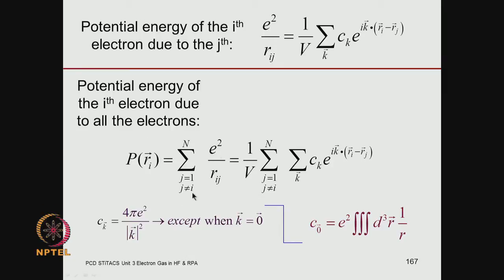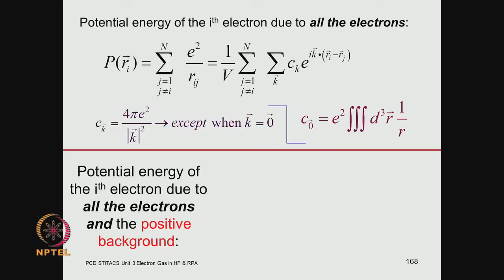So, this is the net potential energy of the ith electron due to all the other electrons. You have got 1 over V, this term which comes here, and you are summing over j going from 1 through n, avoiding j equal to i. And we know what Ck values are. Ck is given by 4 pi e square over k square whenever k is not equal to 0, and whenever k is equal to 0 it is given by this. Okay? So we have got everything that we need.